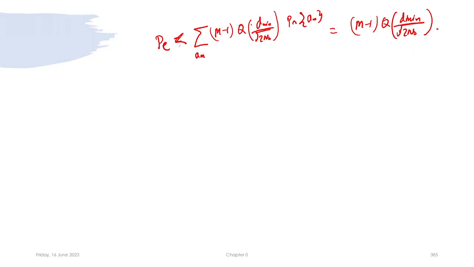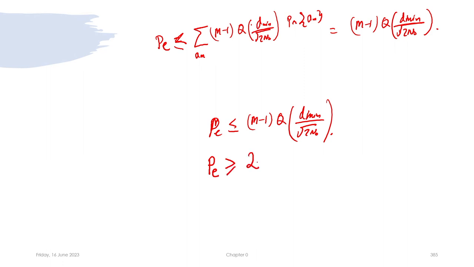So, this is the overall probability of error, and it is less than or equal to this. So this is the union bound on the probability of error. The probability of error in any constellation will always be less than or equal to this. Similarly, I am not going to prove this, but there is a lower bound on the probability of error as well: Q of d_min by root 2 N naught. So the probability of error always lies between these two numbers.